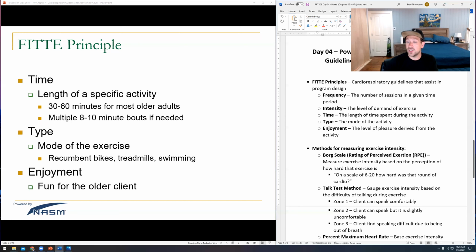We don't want to have high time and high intensity. You can't sprint for a high duration. If you're doing a sprint workout, it should be relatively short.